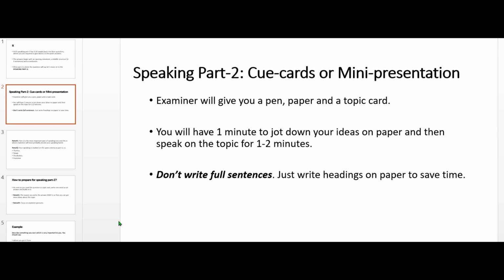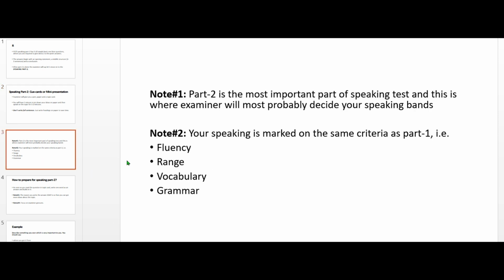Another pro tip I would like to share here is that you have to take this part very seriously. This part is actually very important because this is where the examiner will decide your speaking band. So you cannot take this lightly. And the marking criteria for this part will be the same as Part 1, if you remember, which was fluency, range, vocabulary, and grammar.